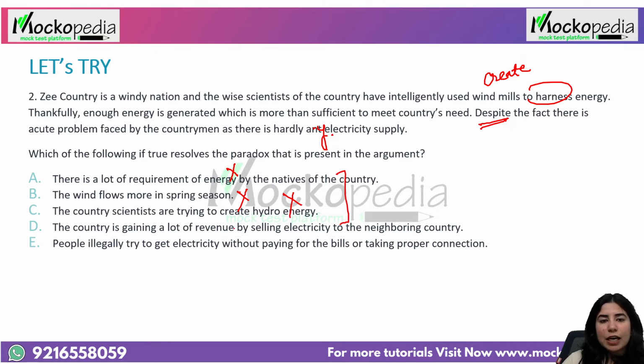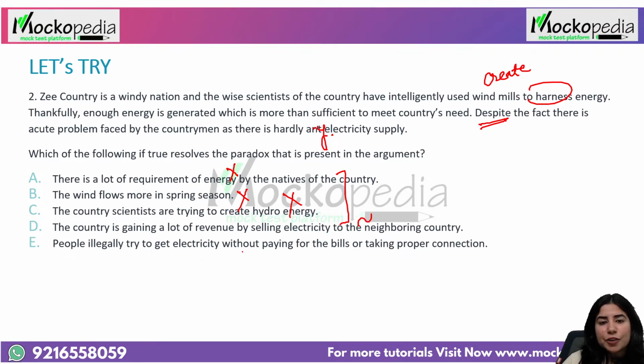The country is gaining a lot of revenue by selling electricity to a neighboring country. So that can be a possible reason: the manufacturing is happening, but you are selling it to other nations, so you have no electricity for your own people. So we can keep this.